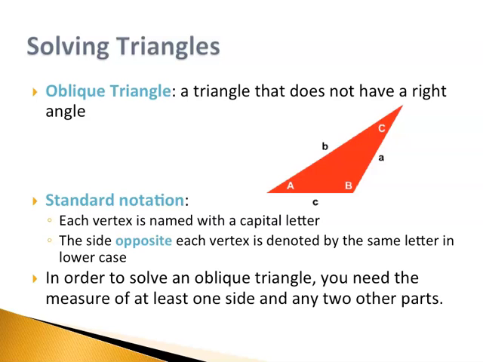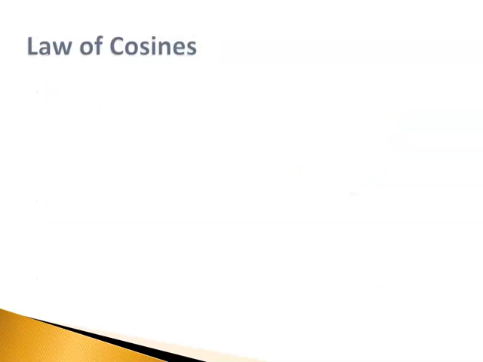Now, in order to solve an oblique triangle, you need the measure of at least one side and any two other parts. So it could be one side and two angles. It could be one side and then an angle and a side. So as long as you have one side and you have two other parts, you'll be able to solve the triangle either with law of cosines or law of sines. We're going to start with law of cosines.